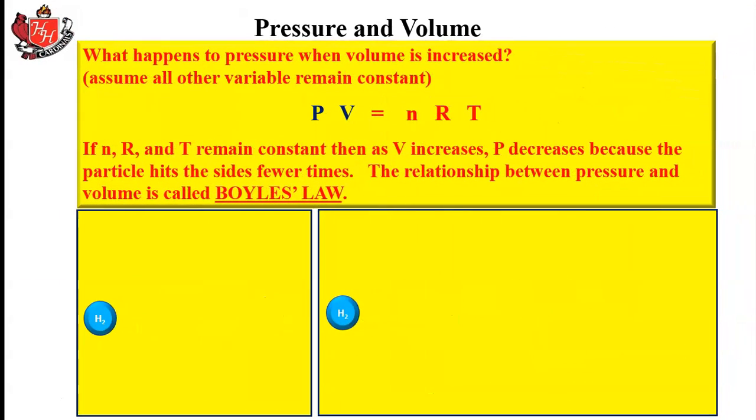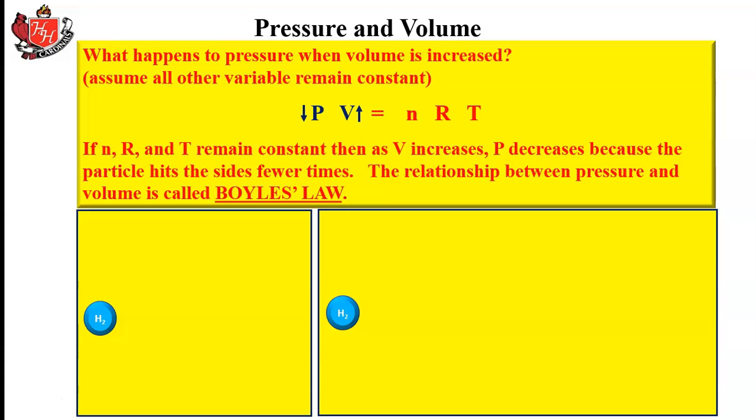Okay, so let's just isolate two of these variables at a time. So what happens to pressure when volume is increased? In other words, we're increasing the volume, and if you look at the equation, this is just basic math. If you want N, R, and T, anything that's in red, to remain constant, and you increase V on the left side, then that means you have to decrease P on the left side, so that they offset each other so that N, R, and T stay the same.